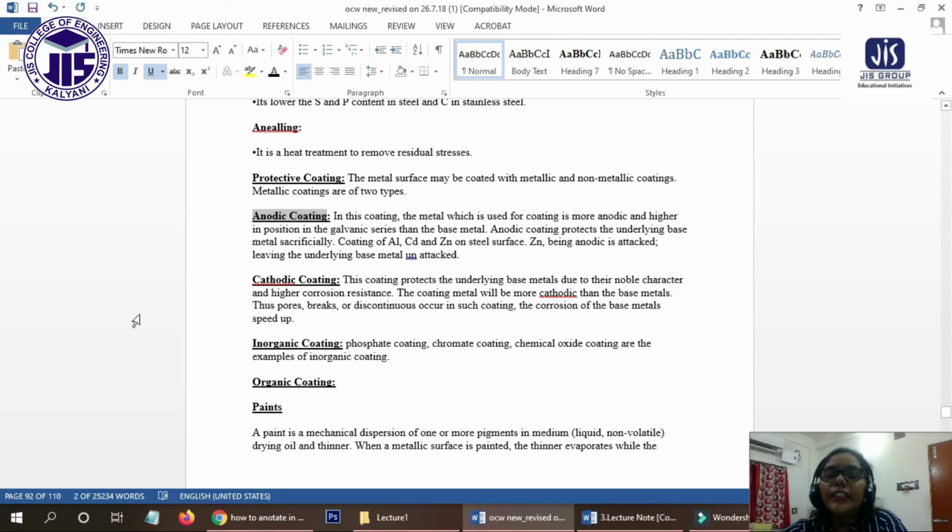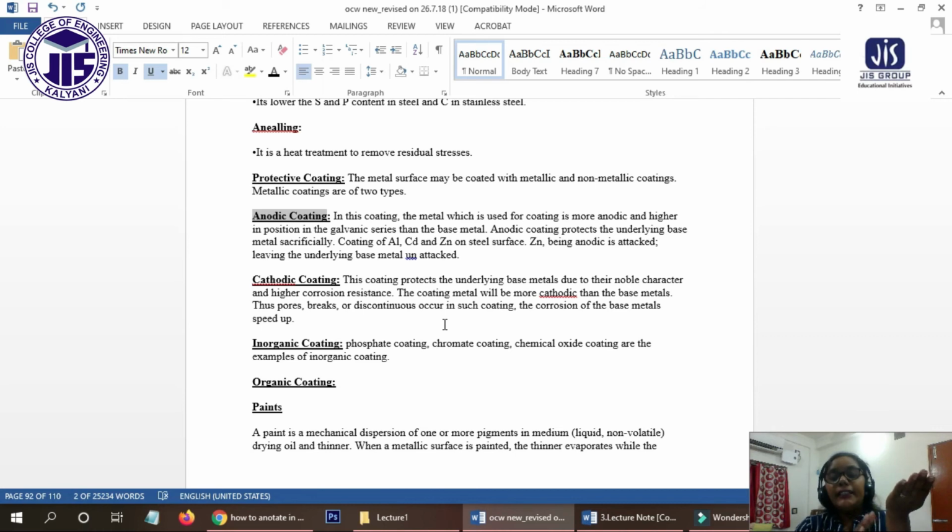And cathodic coating. What is cathodic coating? Cathodic coating means if our base metal is again iron, and I want to coat the metal with a cathodic coating, what will happen? We have to choose the metals below iron in the galvanic series. Those metals can be used for the cathodic coating.